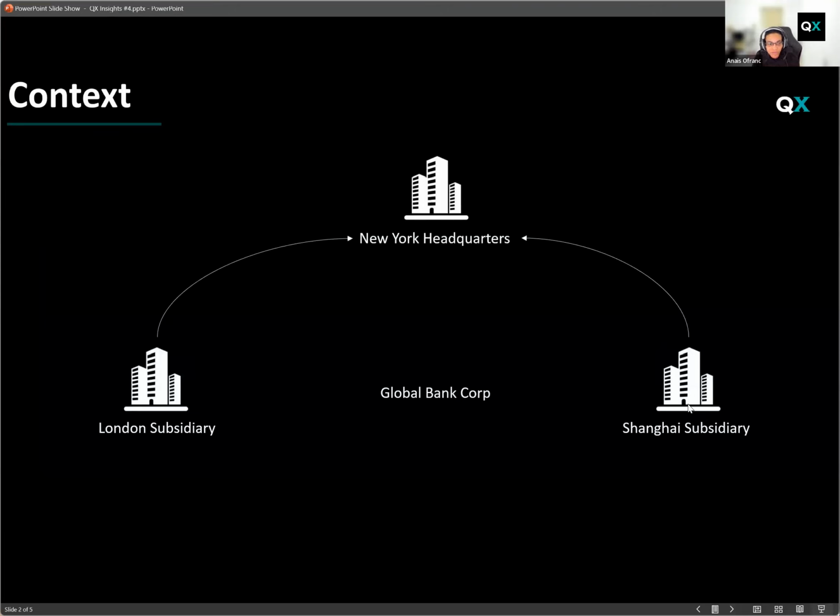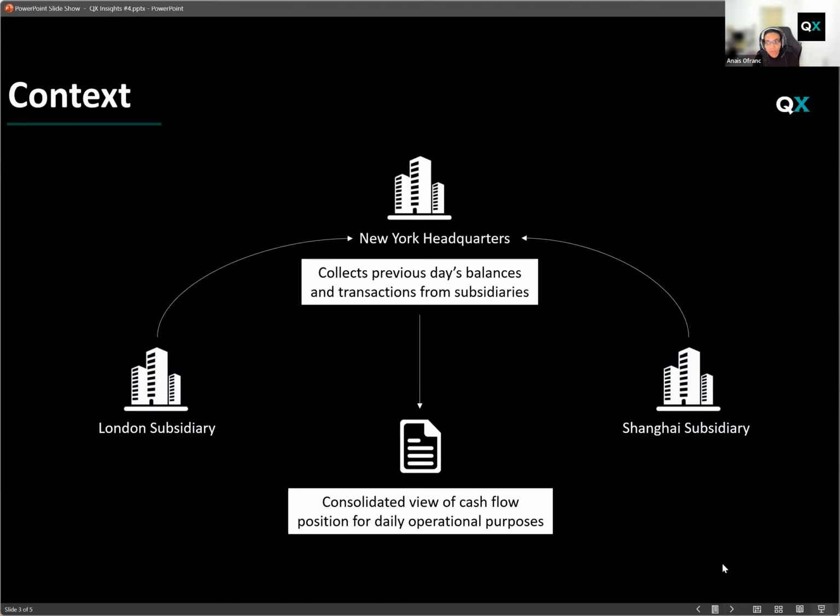So let's say, and this is a very high-level simplified example, but let's say that we have a multinational bank called Global Bank Corp, headquartered in New York, and with two subsidiaries, one in London and one in Shanghai. So every morning, New York needs to collect the previous day's balances and transactions from London and from Shanghai, so that it can produce a consolidated view of cash flow position for daily operational purposes.